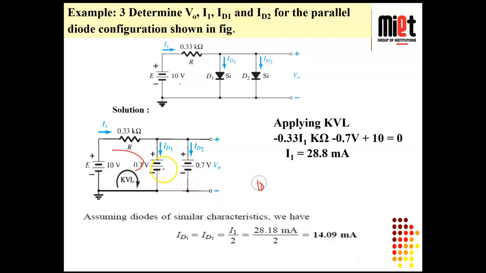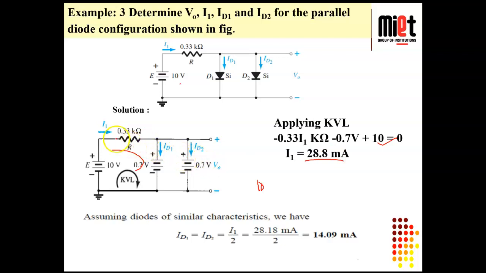We will start from here. Plus 10. Then minus 0.33 into I1. Minus 0.33 into I1. And then minus 0.7 equal to 0. Here we can see, from here we have to calculate I1. I1 equal to 28.8 milliampere. I1 we have got. Now what about ID1 and ID2?